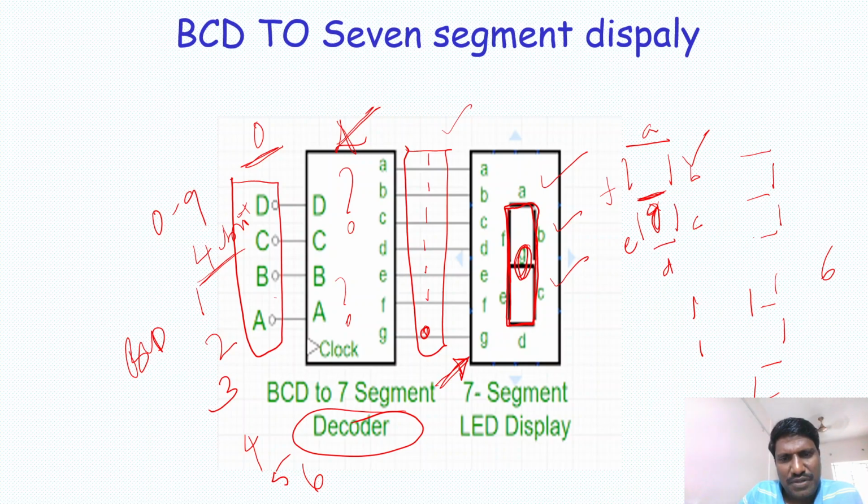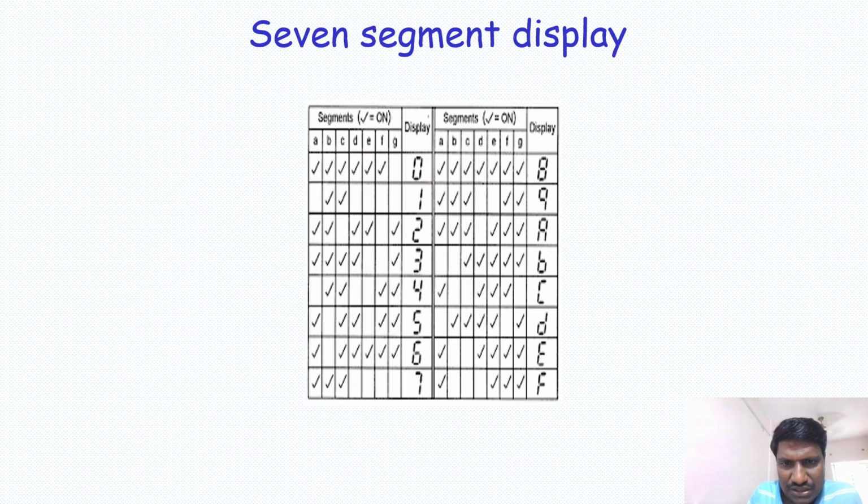For that, you may be using active high logic or active low logic. If you are using active high logic, it is something like this. Say A1, right mark means 1, right means on. So A on, B on, C on, D on, E on, F on, but G is not on: 0. B on, C on: 1. Then A on, B on, D on, E on, and G on: 2. Then 3, 4, 5, 6, 7.